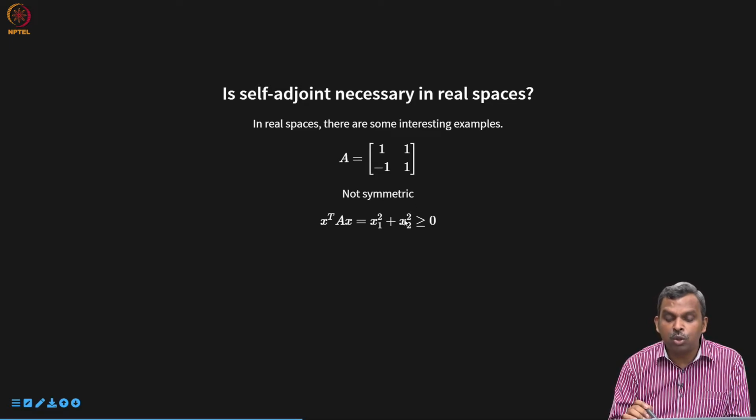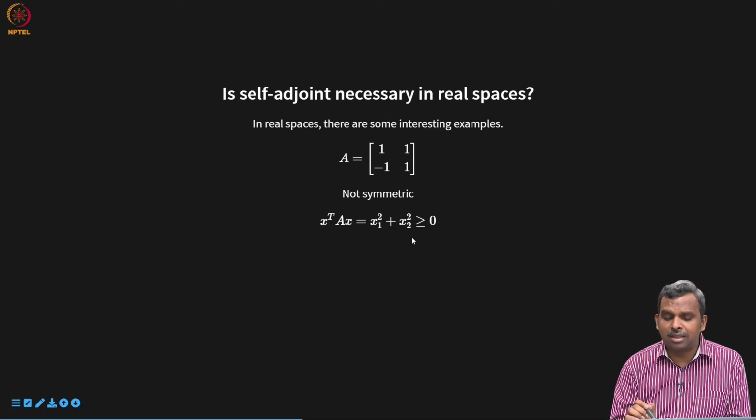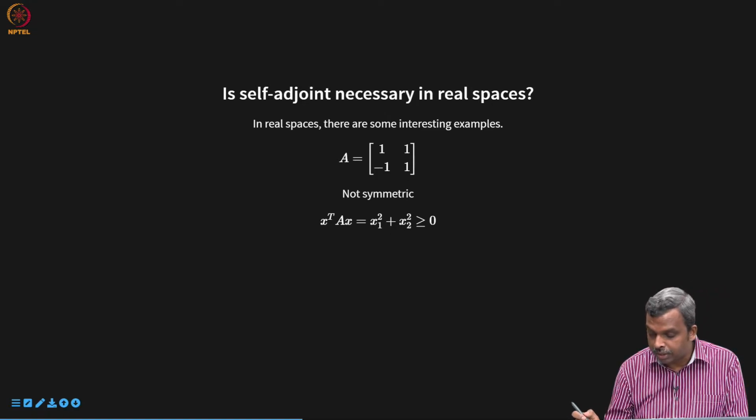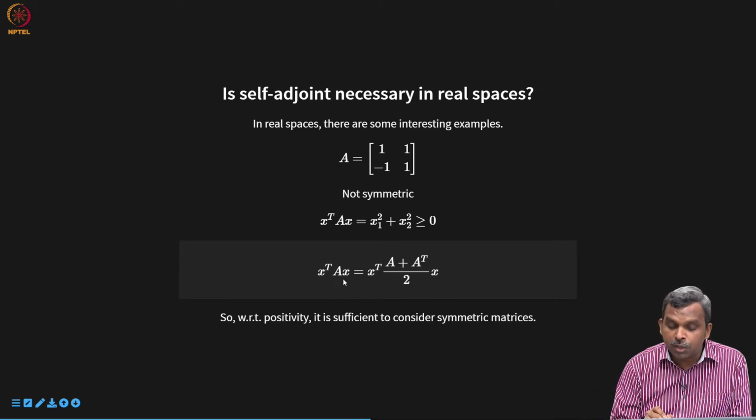If you don't think about it for a little while, it seems like maybe you're losing something by saying A needs to be symmetric. Previously we took up only symmetric A, and we said for non-symmetric A we won't even consider positive, but here's an example of a non-symmetric A which somehow has a positive quadratic form. The quadratic x transpose Ax ends up being non-negative. So in real spaces some interesting things like this may happen, but notice this condition. This is what's very interesting. x transpose Ax is actually equal to x transpose (A plus A transpose)/2 x.